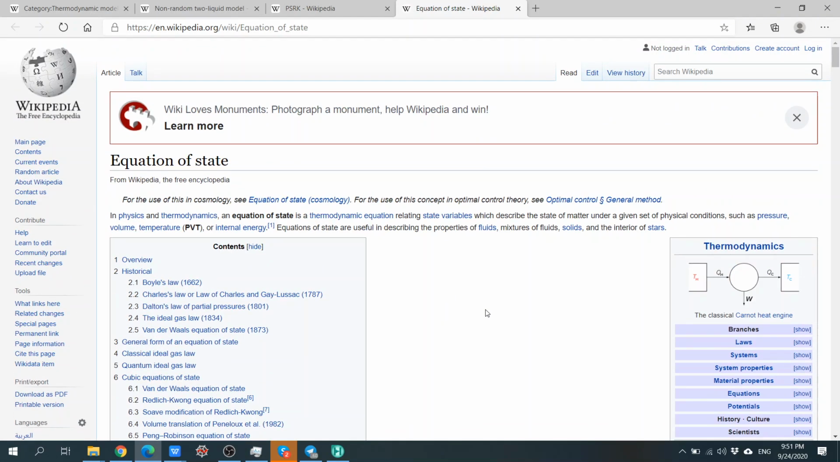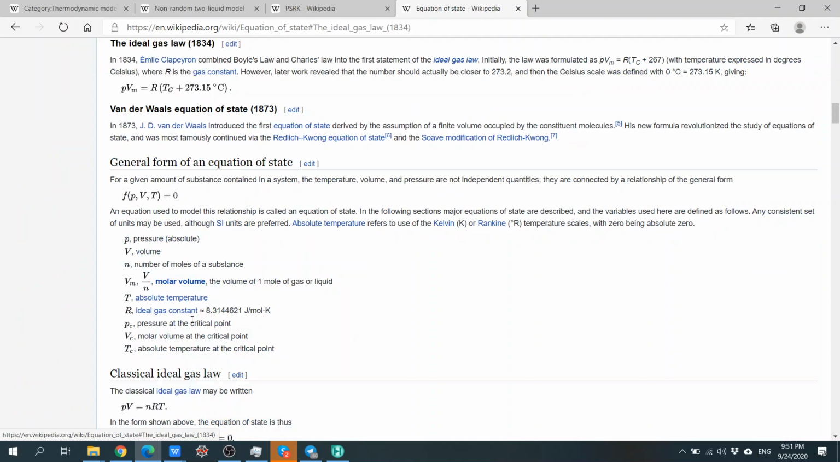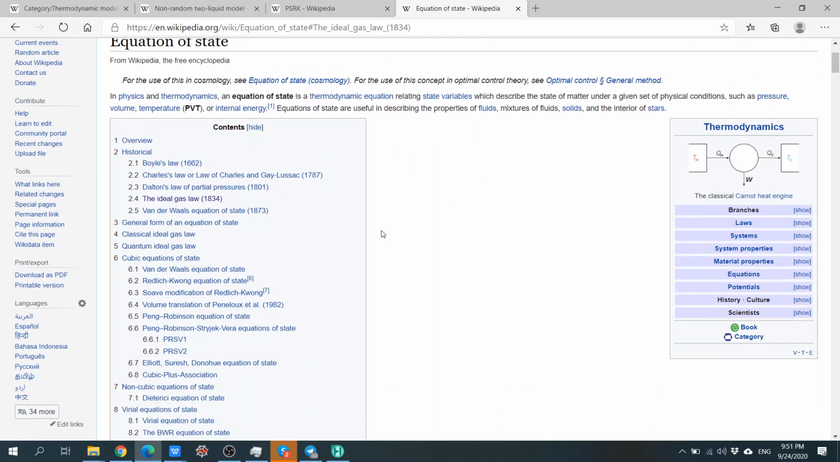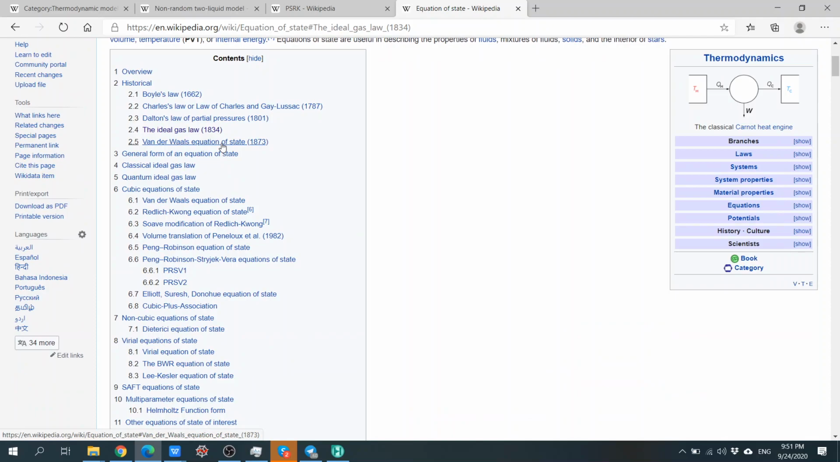So equations of state is one type of thermodynamic model. We have equations of state, which are based on PV = nRT, and then expand on this PV = nRT. The first one is the ideal gas law, PV = nRT. And then some other guy like van der Waals says, well, we need to account for volume.